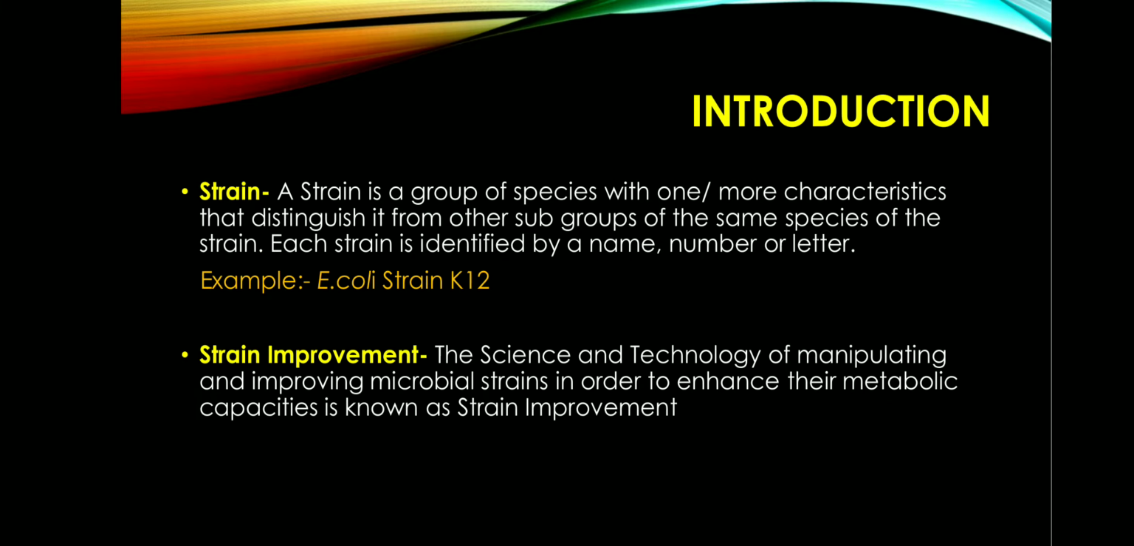So what is a strain then? Say for example, if I take E. coli, it stands for Escherichia coli, where Escherichia is a genus and coli is a species. Now E. coli will have so many subgroups wherein they will show certain different characteristics. It will show one or more characteristics which will be distinguished from the other subgroups of the same species. That is called a strain.